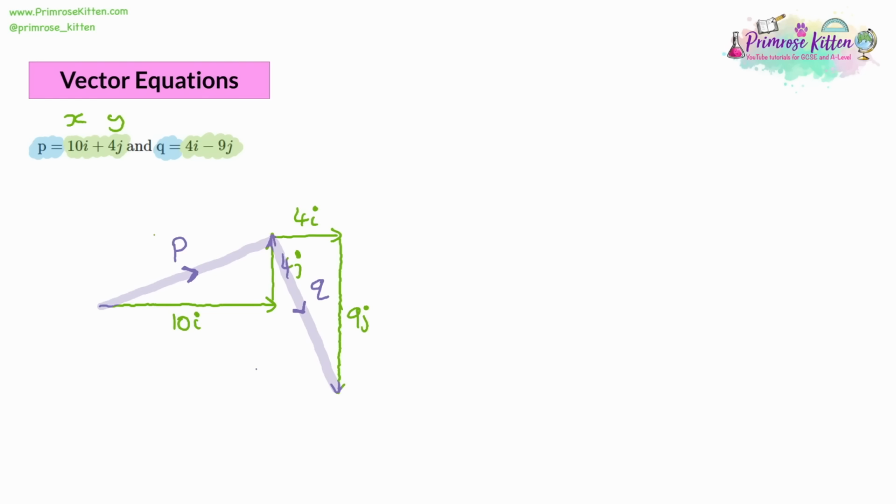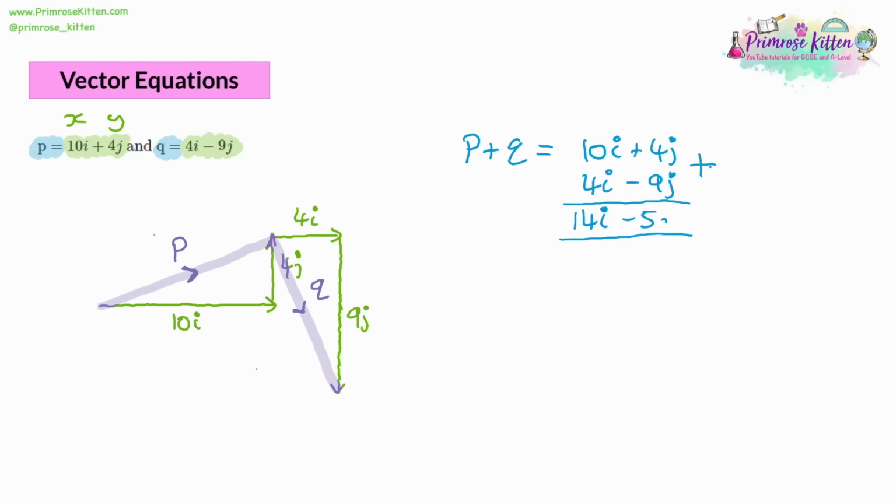Now we can do more maths with this. For example, we could have vector P plus vector Q. To do that, we take vector P, 10i plus 4j, and vector Q, 4i minus 9j, and add those vectors together. So 10i plus 4i is 14i, and 4j take away 9j is negative 5j. Now, we can also show this vector on the diagram. For P plus Q, we start at the start of P, and we end at the end of Q. So again, it's not a complicated web of instructions. You don't do lots of different instructions, going right and then up and then right and then down. What you're actually doing is going directly from the start of P to the end of Q.